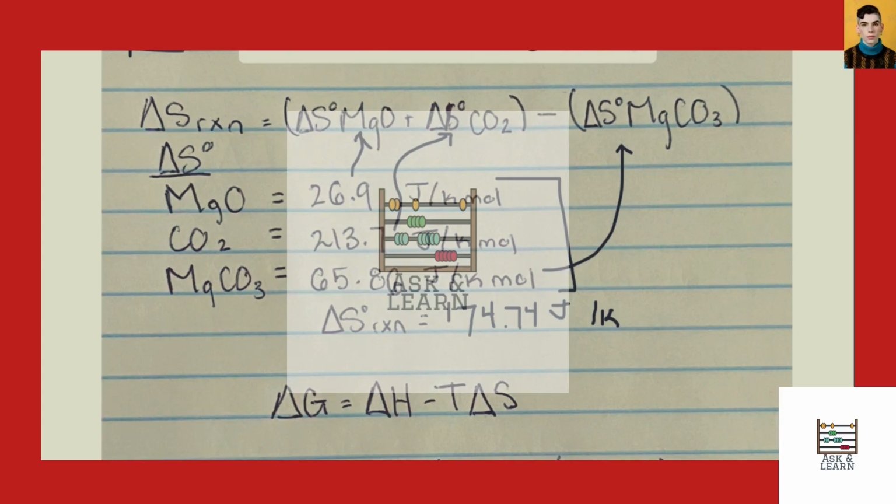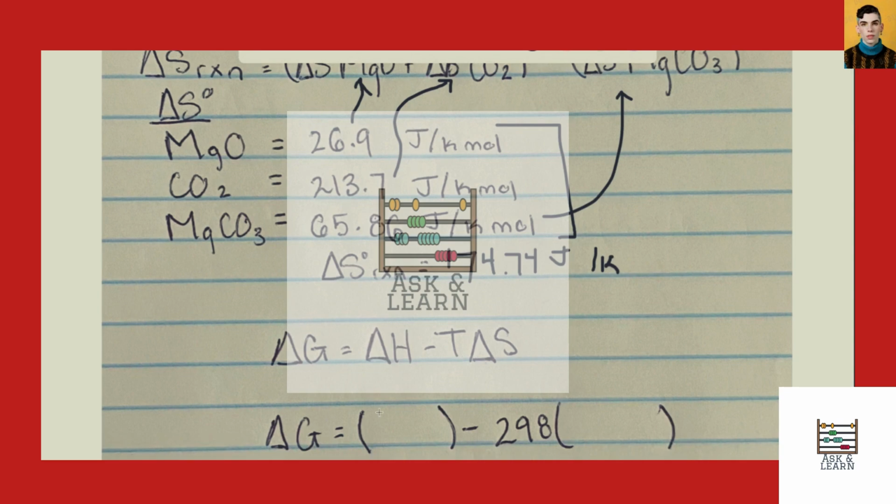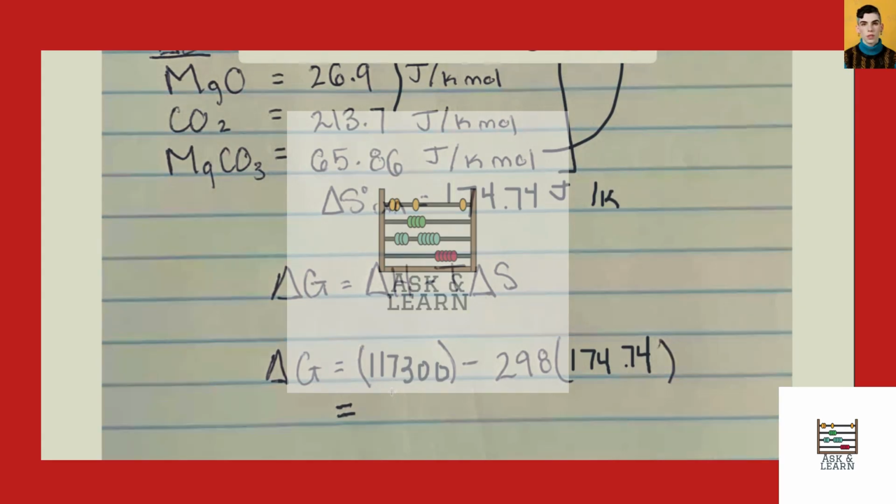Great, so now to find our delta G, we just need to use our equation here. Delta G equals delta H minus T delta S. We know that T is temperature, and we know that that is 298. I have my little skeleton here, and I'm just going to fill in what we already figured out. We know that this is 117,300, and then we have our entropy right here, 174.74. Just plug and chug through that, and you should get 65,200. There we go. That is our delta G.